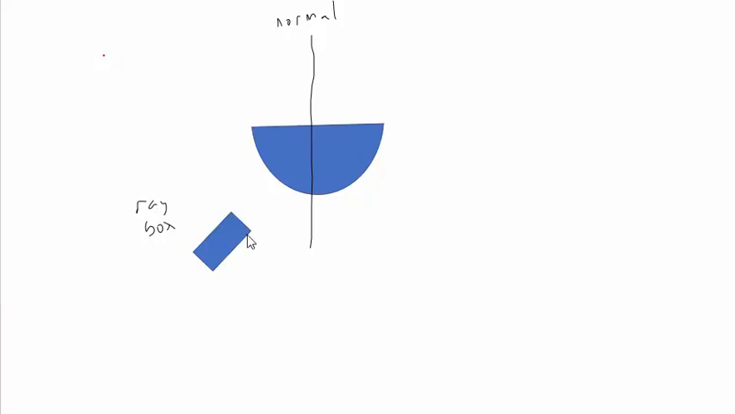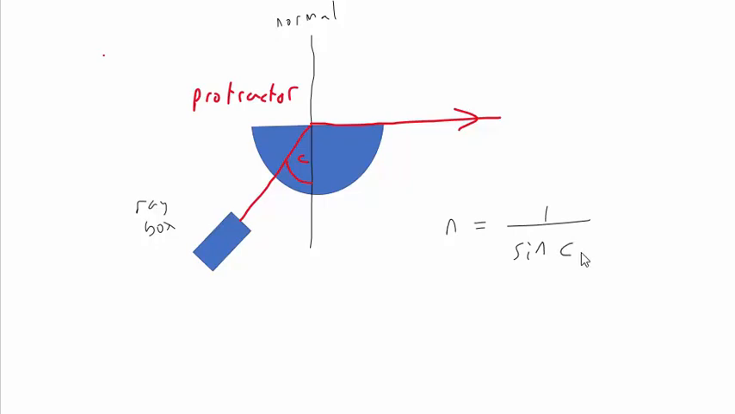Okay, the ray of light would come in to the centre of the block, and what we want is the angle at which the ray comes along this face like this. This then is the critical angle, which we would measure using a protractor. Then what we have is that the refractive index n is equal to 1 over the sine of the critical angle.